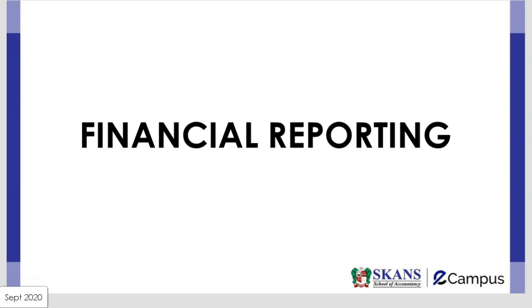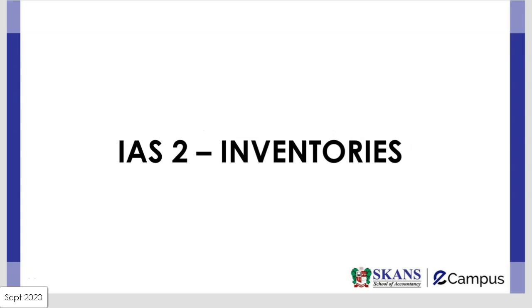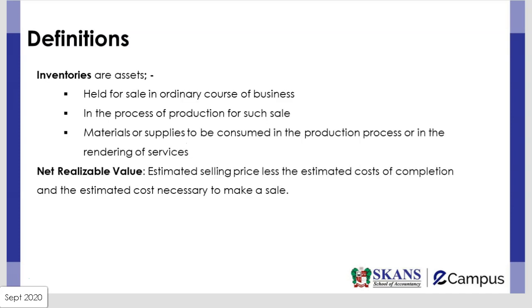In this session of financial reporting, we are going to cover the standard IAS 2 inventories. Inventories are a very important part of every manufacturing organization because this is something which is definitely going to be recorded in their financial statements throughout the year and at the end of the reporting period as well. To begin with, we will see the relevant definitions of IAS 2.